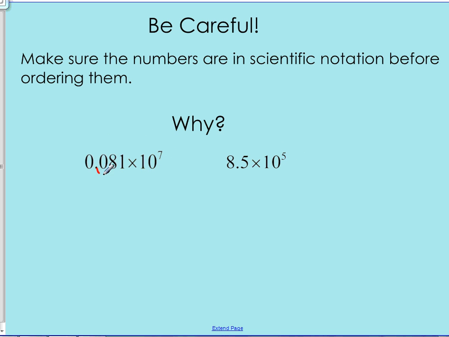But in fact, if we were to turn this into correct scientific notation, by moving my decimal point where it should be, between the 8 and the 1, so we have 8.1 times 10, and because I took away 2 spots, I'm actually going to subtract those 2 spots from my exponent. So in this case, it's going to be to the 5th power. So then instead of this being the larger number, this is actually the larger number.